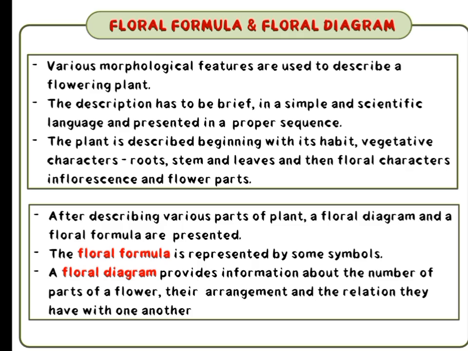There is a proper order to describe a flower. That order may contain several categories, so we want to follow that order. Before describing a flower, we categorize the description into habit, vegetative characters and floral characters. So the plant description can be done in 3 stages: habit, vegetative characters and floral characters.